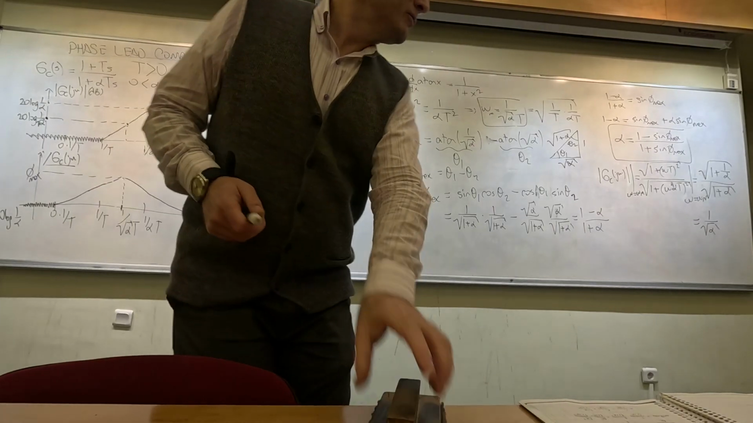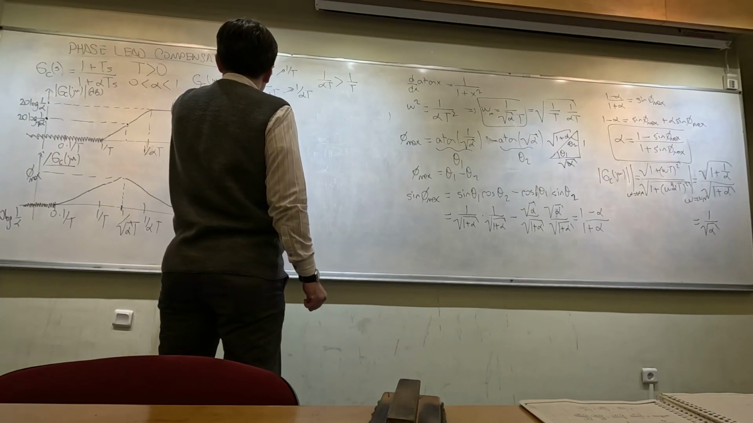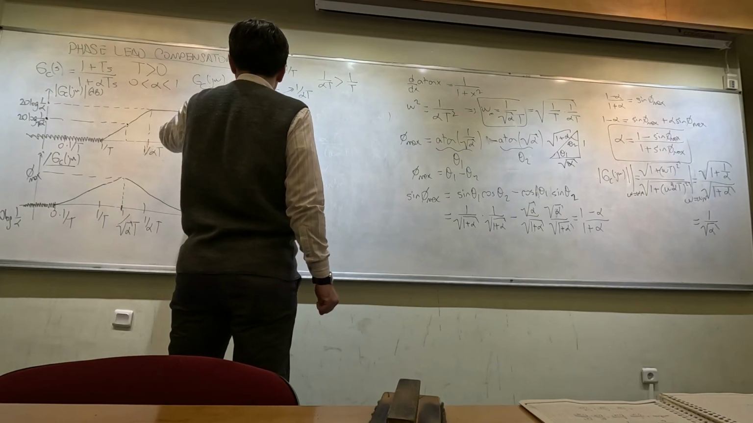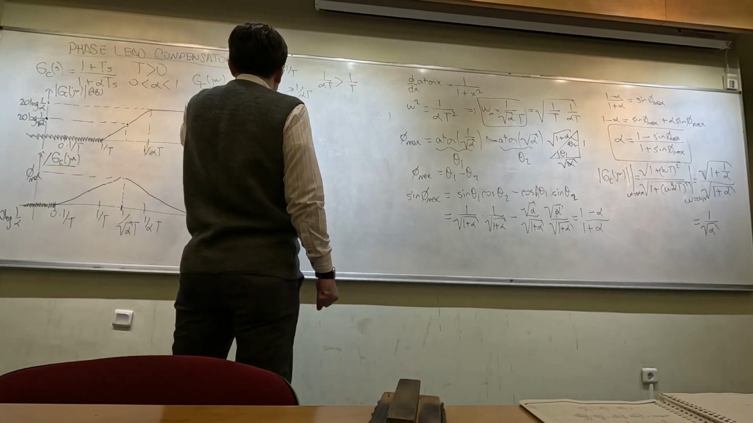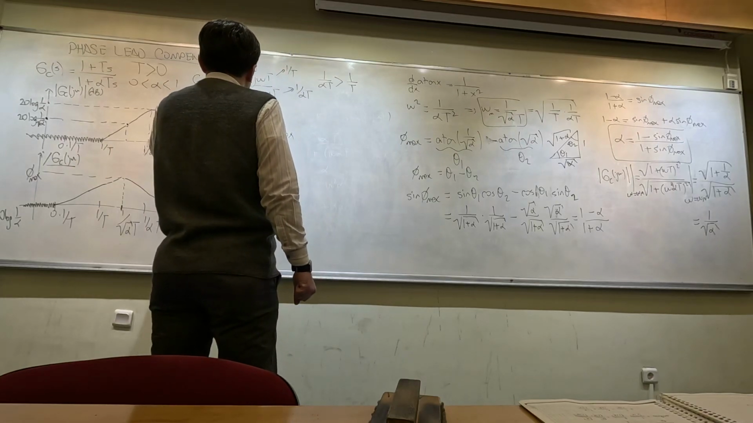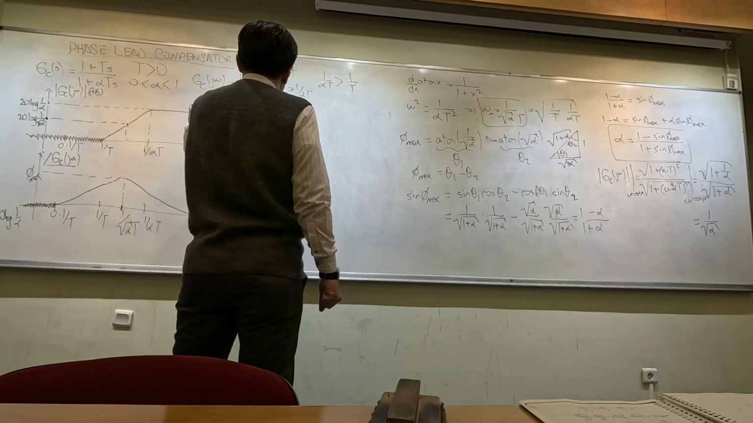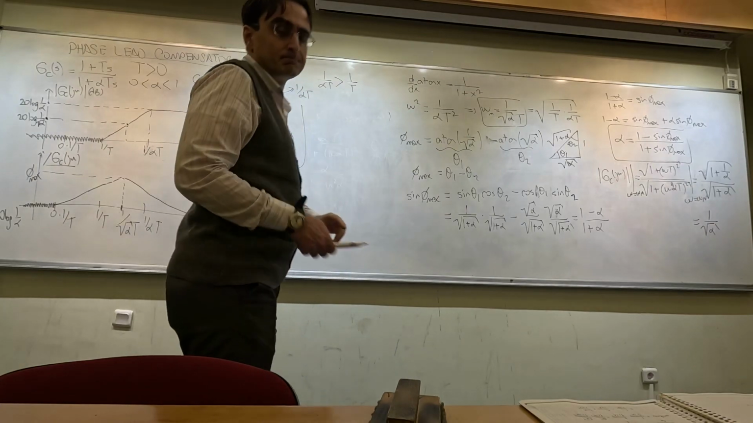So here I can write my phase formula. So I have omega m is equal to 1 over square root alpha T, and I have sine phi max is equal to 1 minus alpha, of course, divided by 1 plus alpha here. Okay.